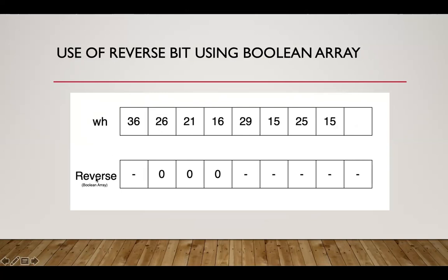Then we use a reverse Boolean array, which can have values like 0. So how it works is, let's say that this is index number 1 and the value is 26. Now we will check whether the next value, 21, is the right child or the left child of 26. If we check from the tree, you would find that it is the left child, and that's how we put 0 over here. Similarly, you will check for others as well, and eventually you will get output like this.